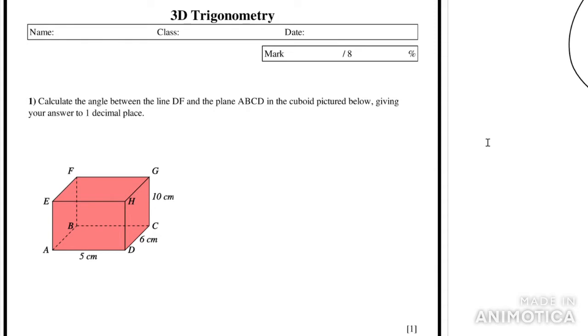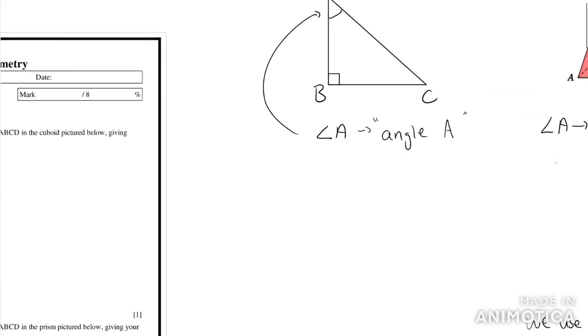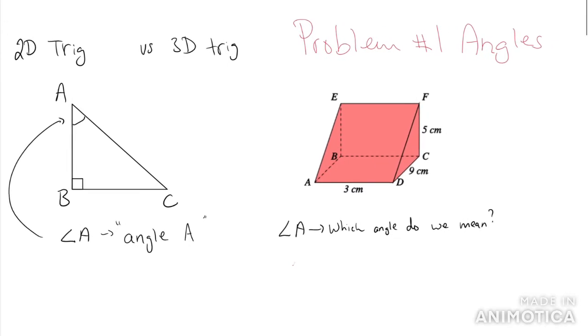Now, this sounds like a big step up, but in reality, it's actually pretty similar to what we've been doing. Actually, it's exactly the same as what we've been doing, just with an added layer of difficulty of trying to interpret what the question is asking for. So there's a couple of problems distinct to 3D trig that I'll go over, and I'll show you what I mean, and we'll talk about it. So first up, problem number 1 is something about angles.